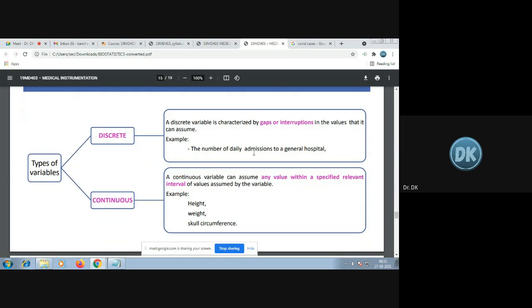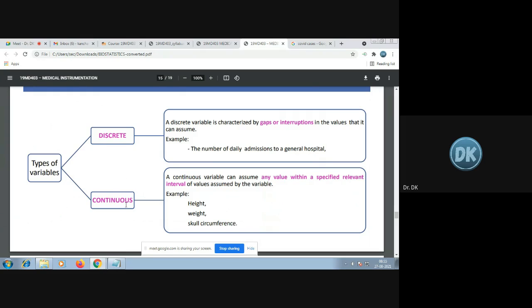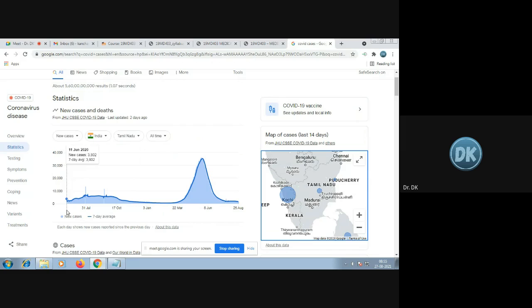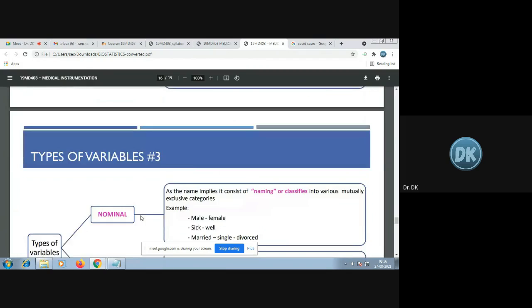Or you can take the same graph itself. So if you are going to take this graph and you are going to plot it for every 1 month or every 6 months, then it is a discrete variable. But this is a continuous graph. So this graph shows every day the value, right? So every day's value is a continuous variable. So this is discrete and continuous.